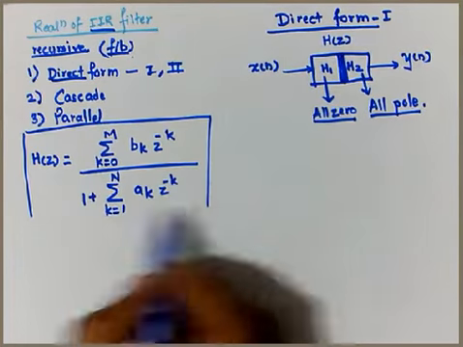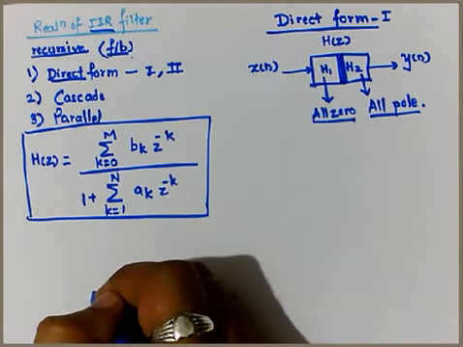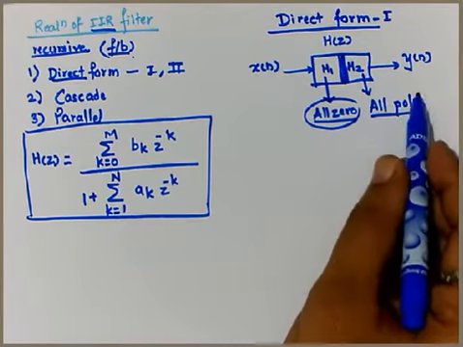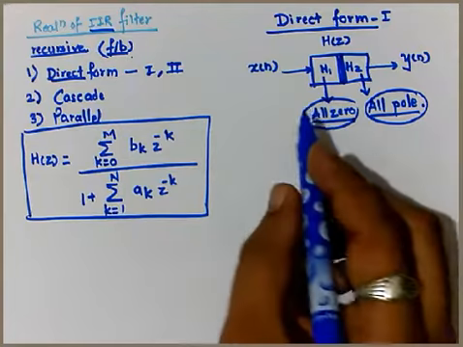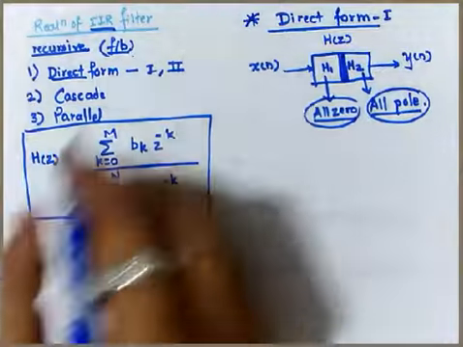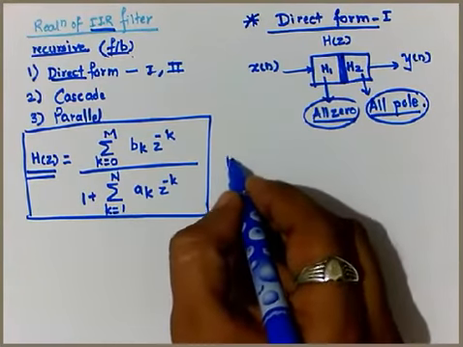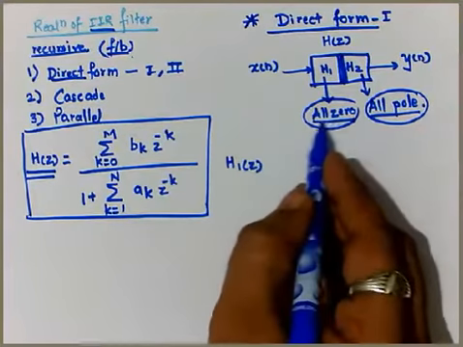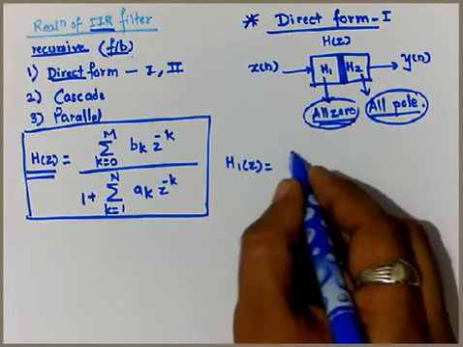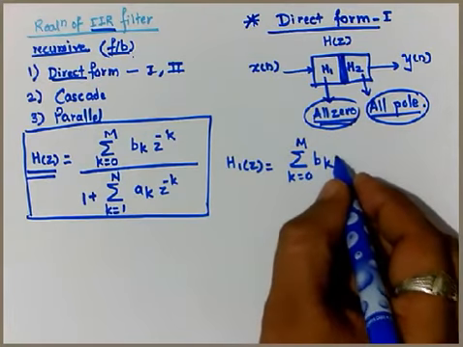In this equation, b_k and a_k are nothing but the coefficients. Now if I want to write down this all zero as well as the all pole system, how it can be written for the direct form 1 structure, that we will see. Here H of z is given. So let's formulate first of all H1 of z. H1 of z is nothing but the all zero system, so it is the simple numerator. We can write it like summation k equal to 0 to M b_k z raised to minus k.